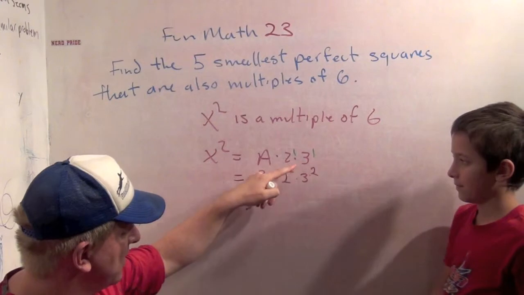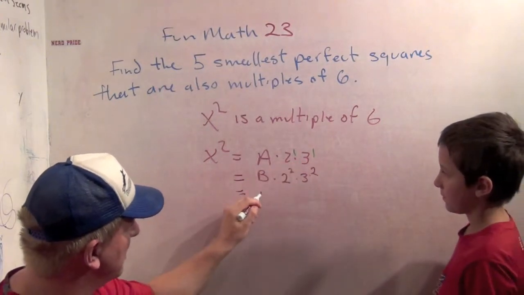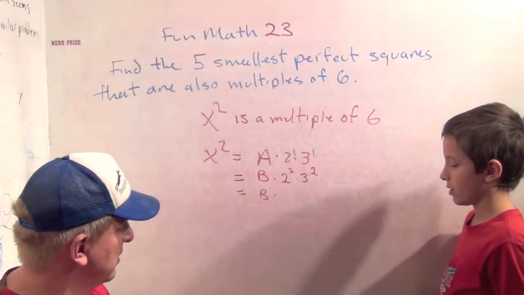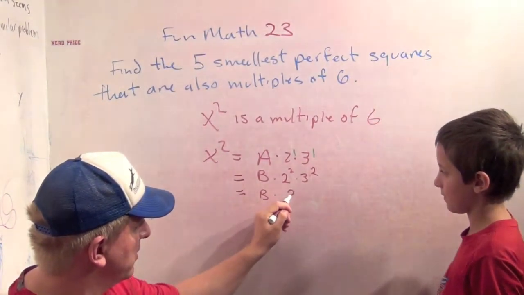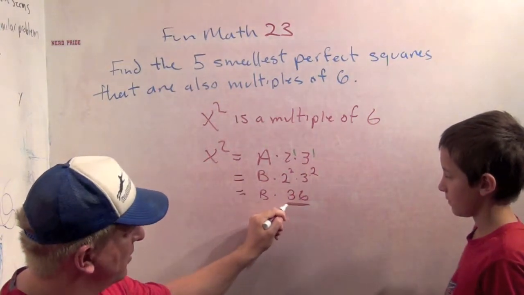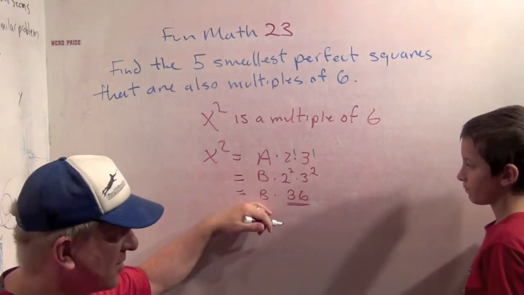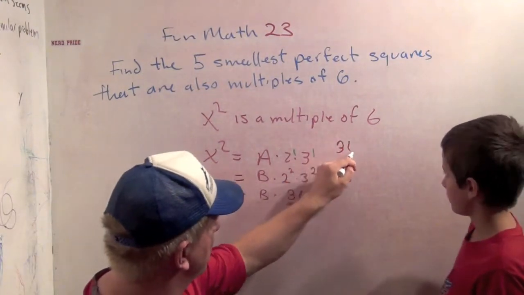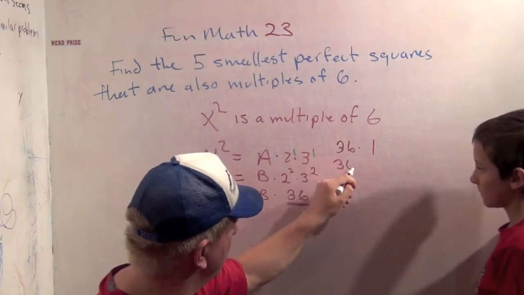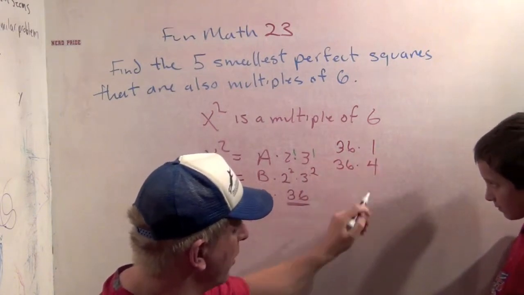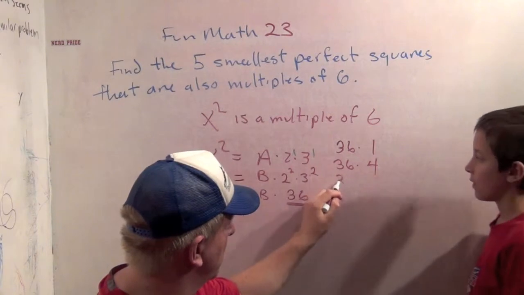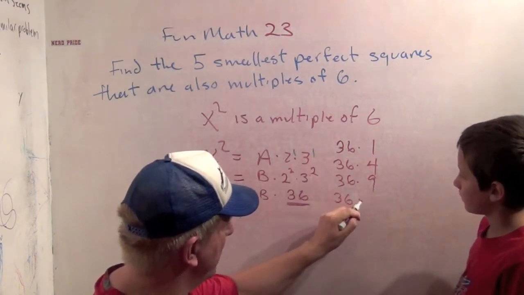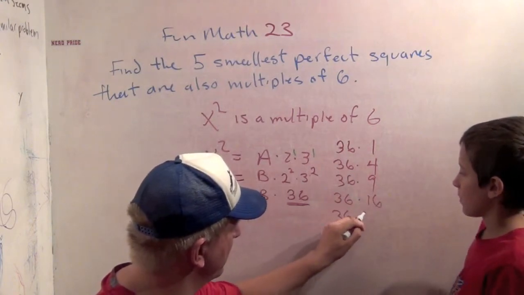So this has to be at least 6, and this has to be b times, what's 2 squared times 3 squared? It's 4 times 9, which is 36. So it has to be at least 36, and since it has to be a perfect square, we have 36 times 1, 36 times 4, 36 times 9, 36 times 16, and 36 times 25.